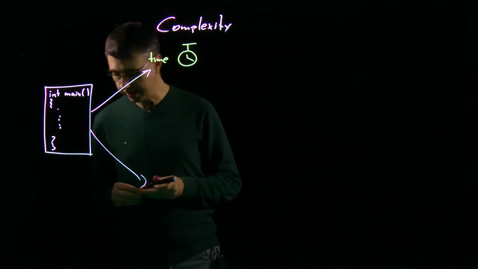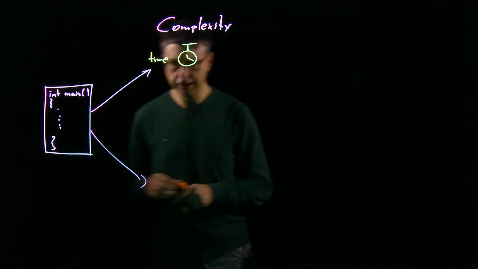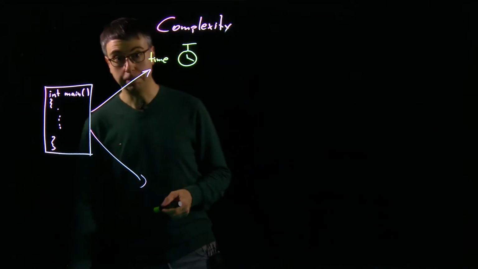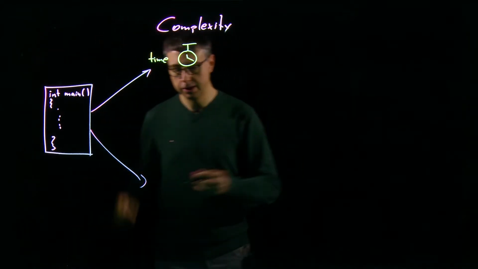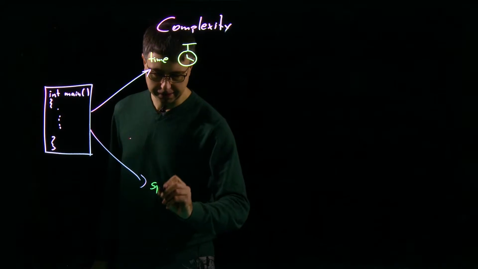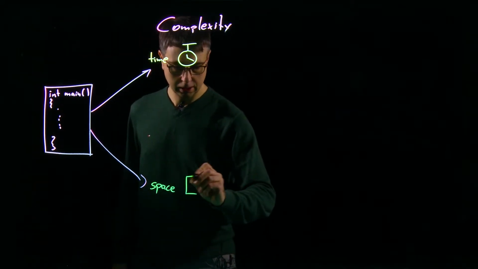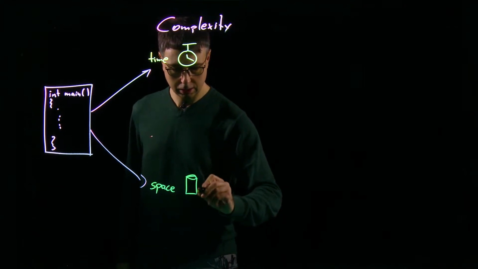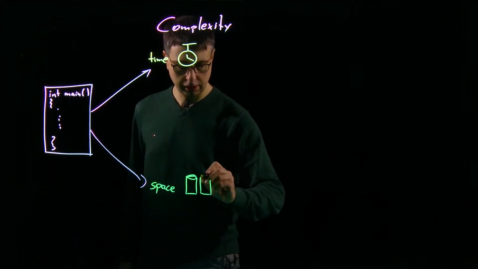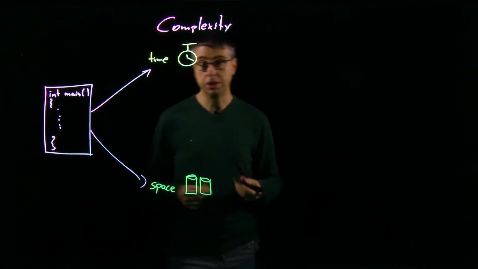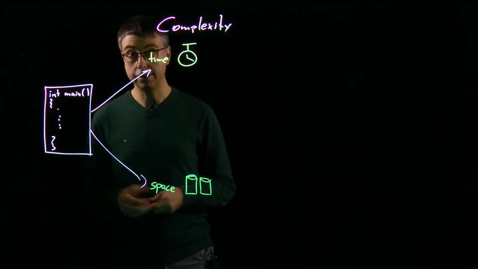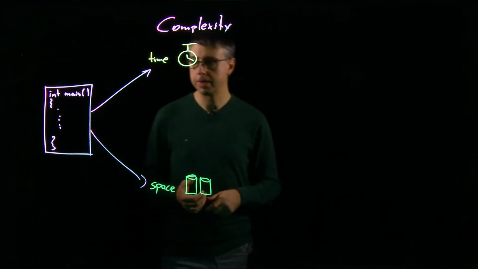And the other resource is of course memory, which we'll call space. So the second resource is space, so that you know how much memory you need, how much hard disk you need to store the data.